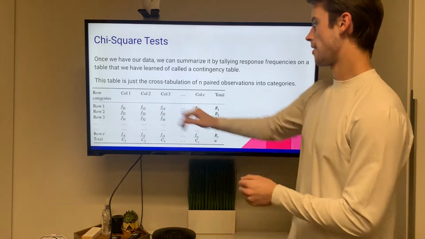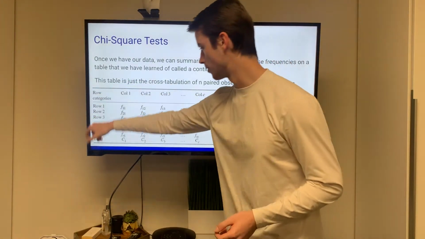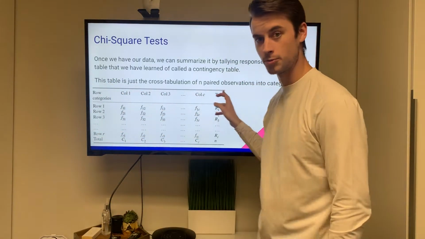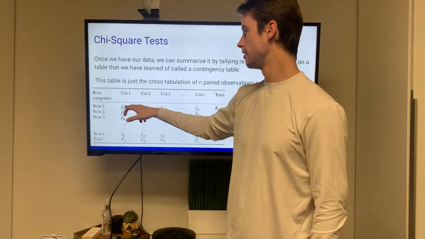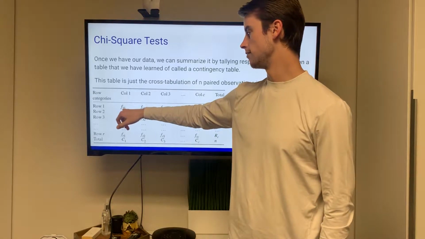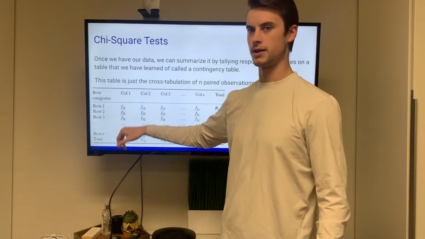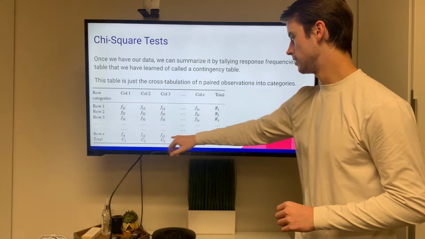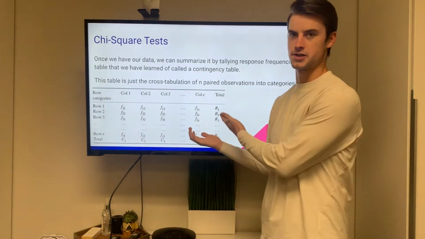So, again, just a cross tabulation of paired observations into categories, right? So you have category 1 here, category 2, so in this case, variable A, variable B, right? And then you have all of your paired observations, right? So this is just the intersection, right? Think of it that way. The intersection of variable A and variable B, A1, B1, A2, B2, all that stuff, guys, okay? And these are your row totals and then your column totals here, all right? This is just a general form, okay?